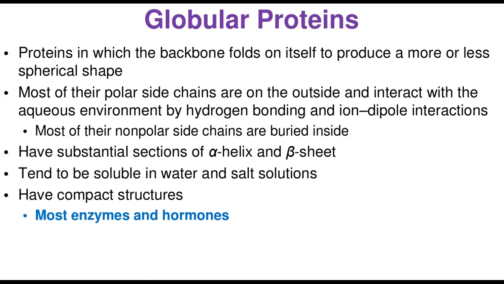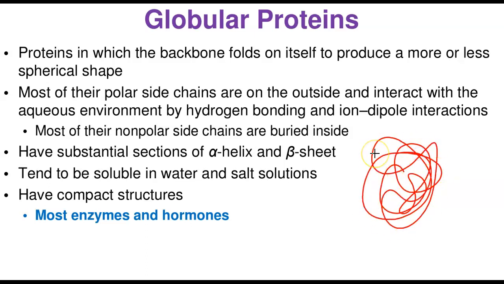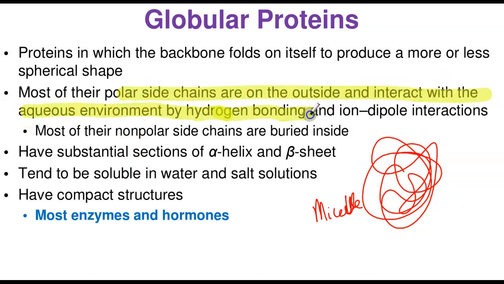What they simply do is fold back on themselves and take a spherical or circular shape. The importance of this is that they fold back on themselves so that they can form compact structures that can fit into cells. Most of the arrangement is based on the micelle. Remember in chapter 1 we talked about the micelle. In the micelle, the polar chains are outside, interacting with the aqueous environment by hydrogen bonding and other ion-dipole interactions. The nonpolar chains are buried inside, away from the aqueous environment.